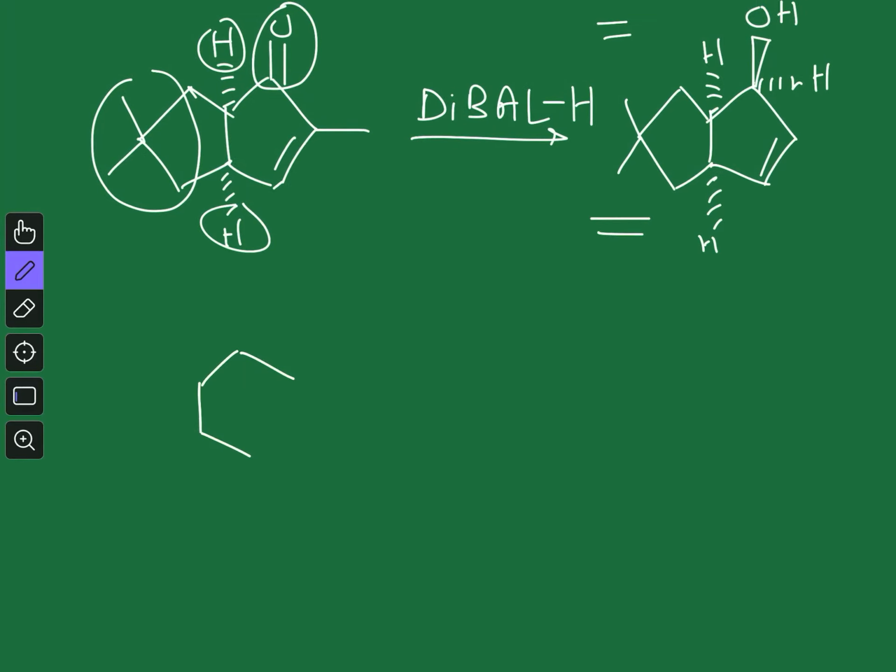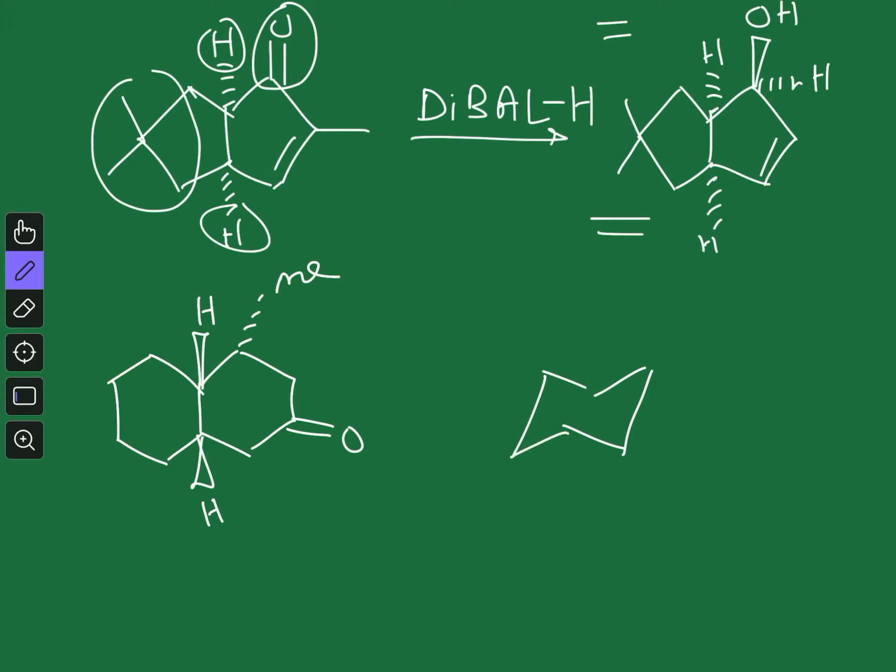Here you have two 6-membered rings fused, but the concept will be the same, and here you have this hydrogen, another hydrogen is here, and here you have this carbonyl group, here you have this methyl group. So now I have to draw the cyclohexane in the chair form. So first I will draw one cyclohexane like this, and now you can see at the junction the two hydrogens are above the plane, that's why one will be axial and another will be equatorial.